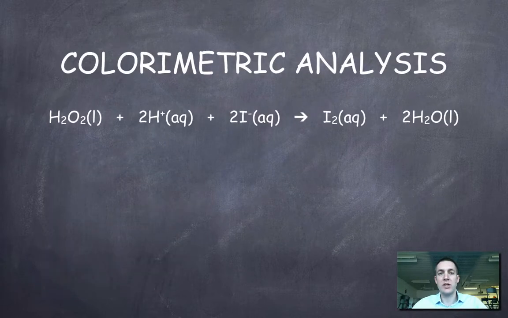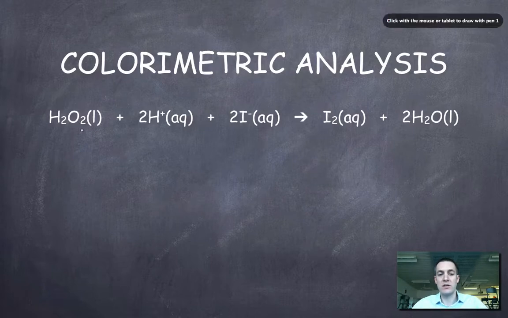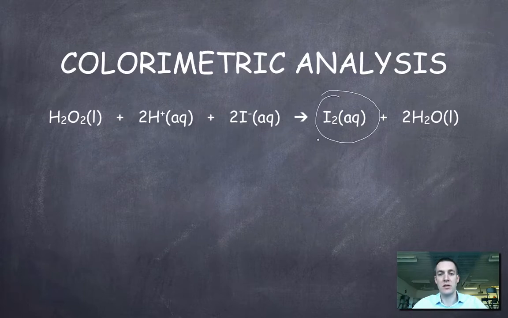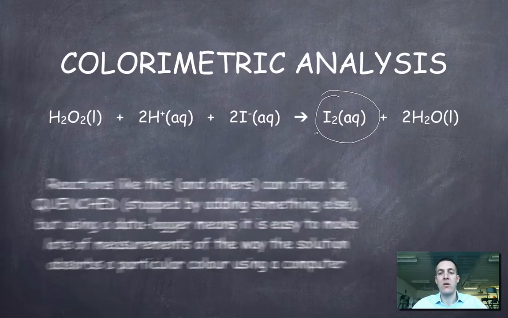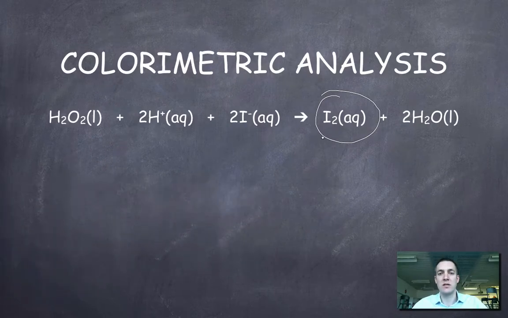Here's another reaction which doesn't produce anything that escapes, but does produce something that is quite different from the other things. Now, in this reaction, we've got colorless substances in our reactants, but we've got a colored substance in our products. Okay, and if we measure basically the color of the solution, or how well it absorbs certain frequencies of light, then we can measure how quickly the iodine is forming. So that's something called colorimetric analysis, where you're measuring how much of this colored substance has formed.